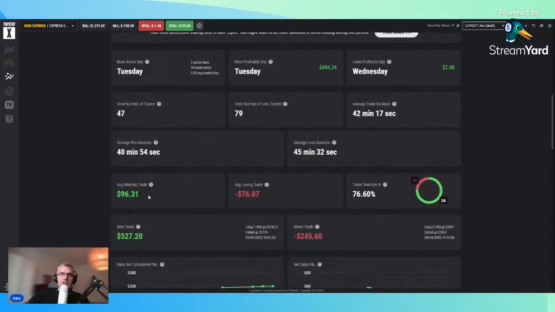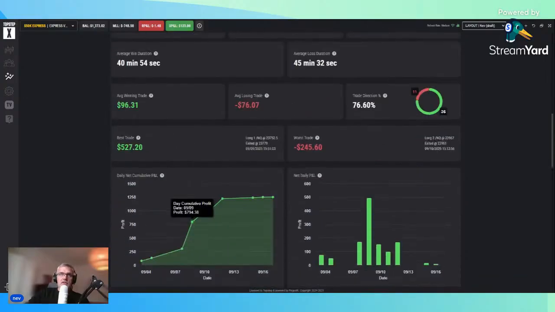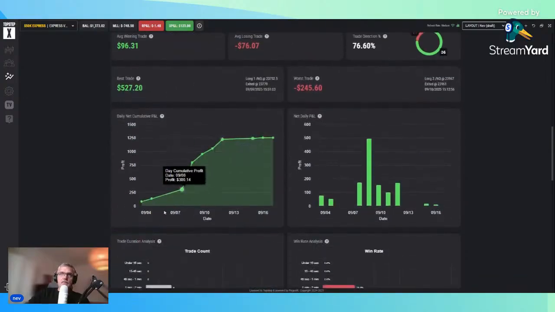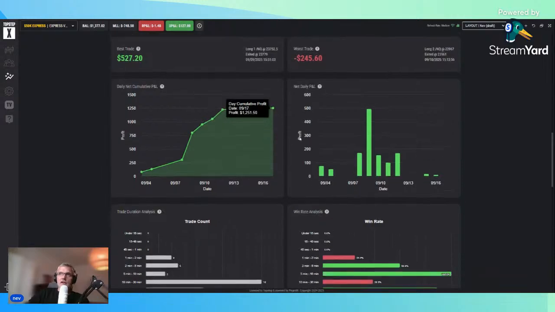Average winning trade is 96 and average losing trade is 76, so that's the correct way round. I just need to try and get up to around $150 as my average winning. Best trade is still 527. You can see that we had a big push up, mainly to do with that trade, and then slowly but surely grinding higher.